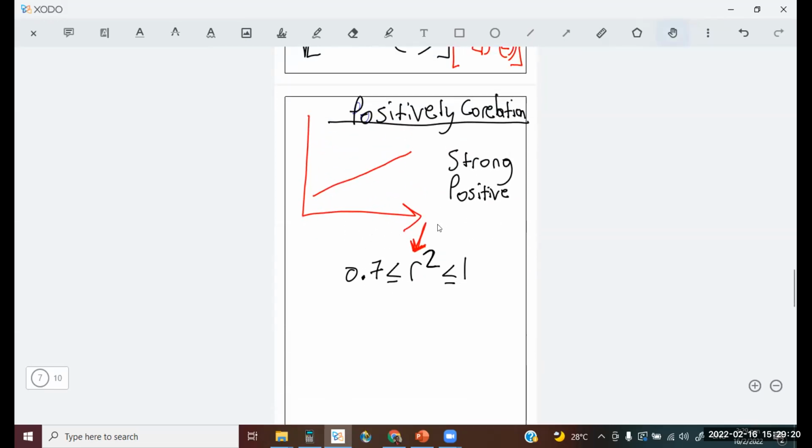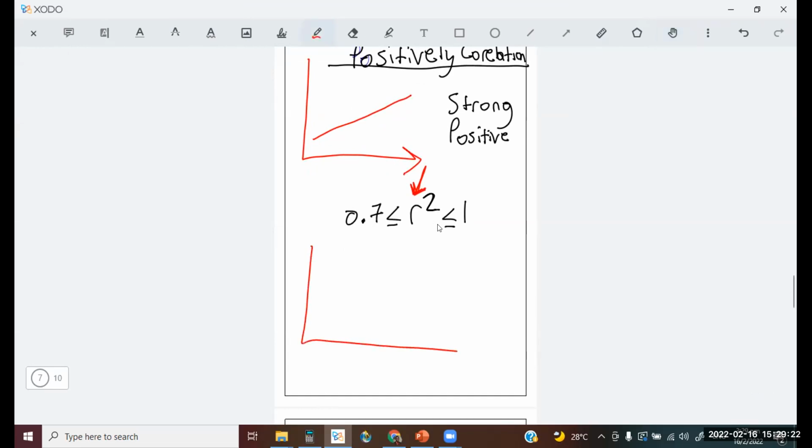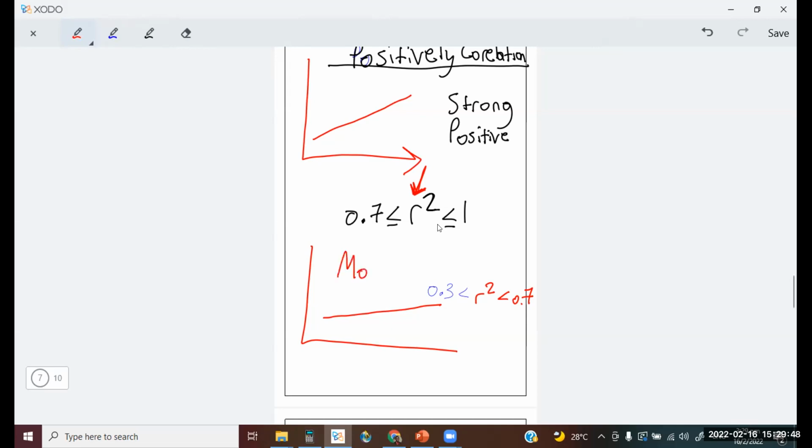Let's quickly run through now. When the graph looks something like this, it's not so proper anymore, right? In that case, when R square is less than 0.7 but greater than 0.3, we say that it is moderately positively correlated. So this is moderately positively correlated.